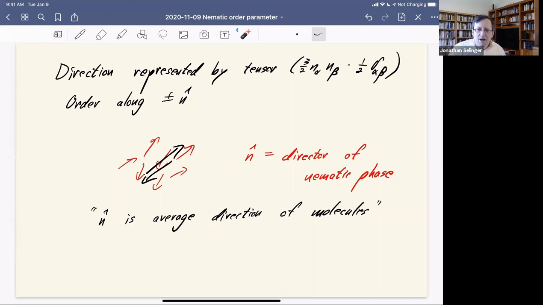Okay. Questions about the nematic first, and then I'll do the questions about the tensor manipulations. Anything about the nematic? No. Let's move on then to the tensor manipulation.